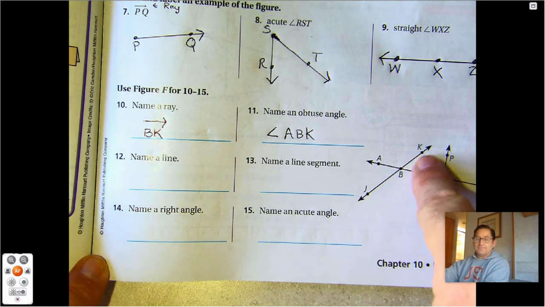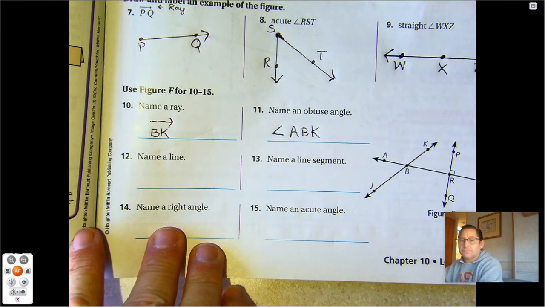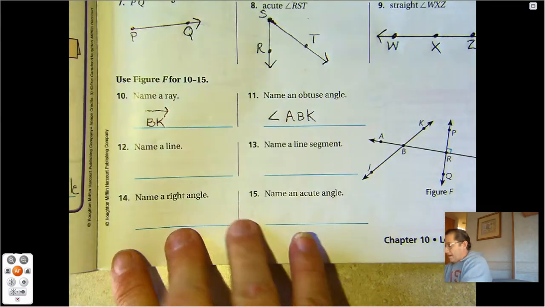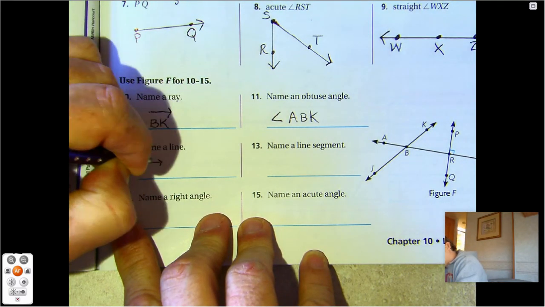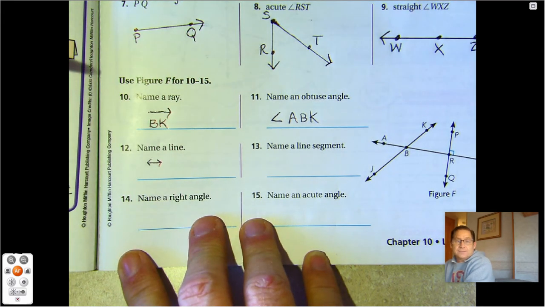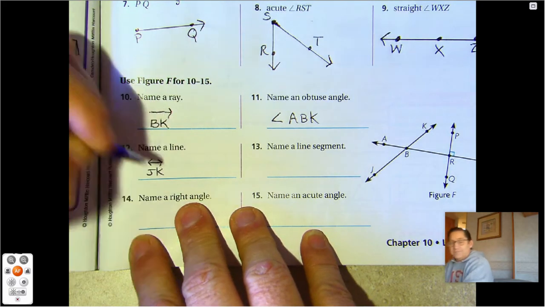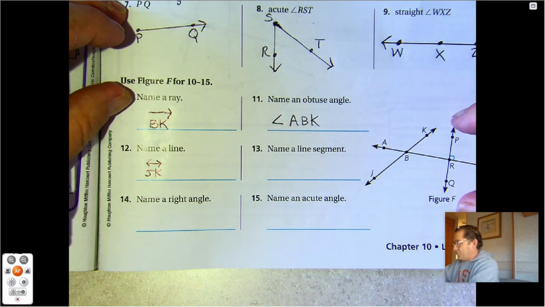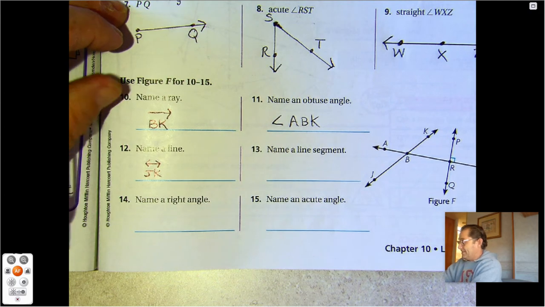RBJ is another one. Name a line. Okay, a line has 2 arrows. So I'm going to say line JK. The symbol for the line is the double arrow line and JK. So anything with 2 arrows would be a line. Line AC, line PQ. So we have 3 lines there basically, right?